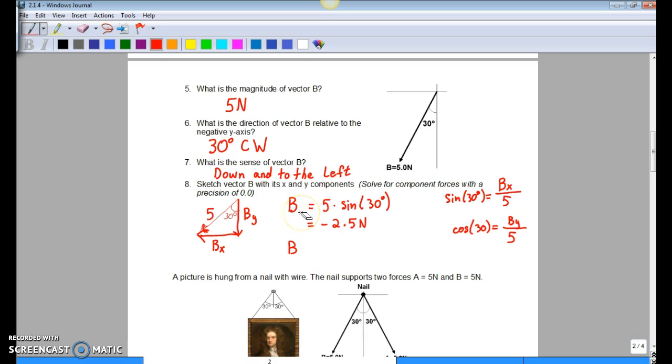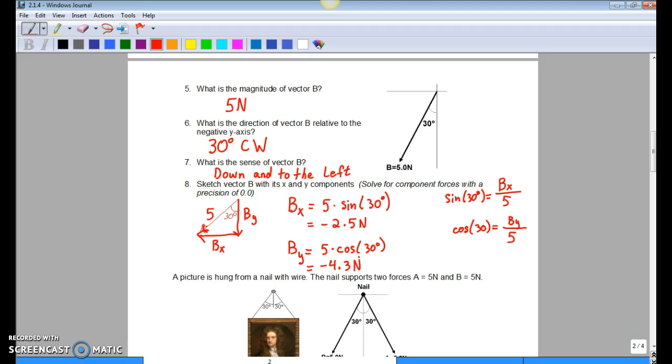Oh, I'm not sure why I put a y there. It should be an x. There we go. That looks better. Sorry about that. Yeah, b sub x is corresponding with the sine of 30. So now let's do b sub y down here. And we have 5 times cosine 30 degrees. And we find that to be also pointed down, which is, the sense is negative. So negative 4.3 newtons. So question 8 is answered.